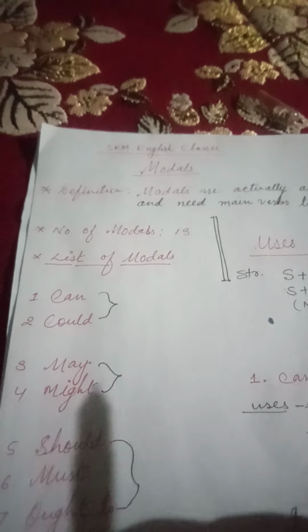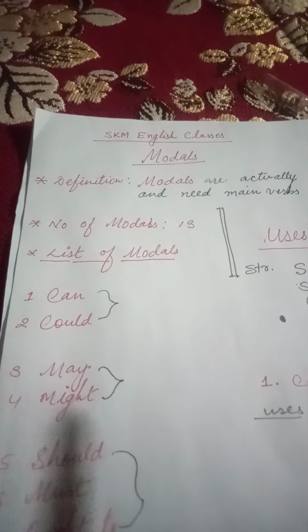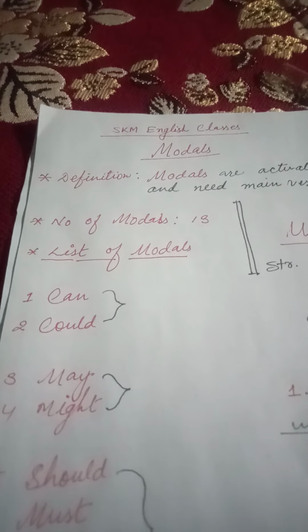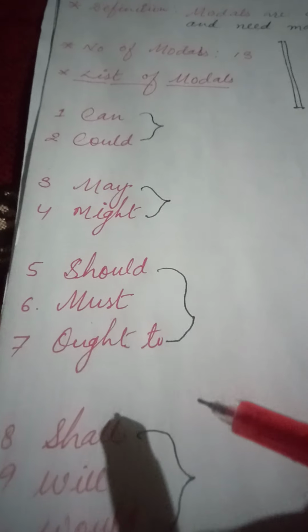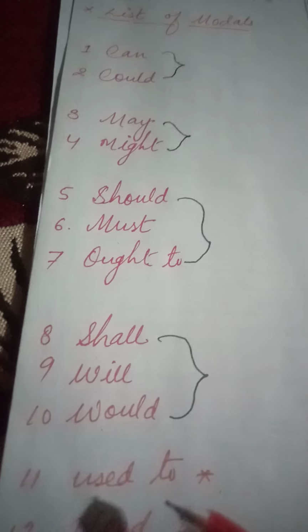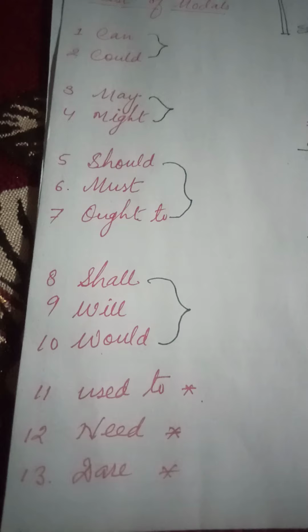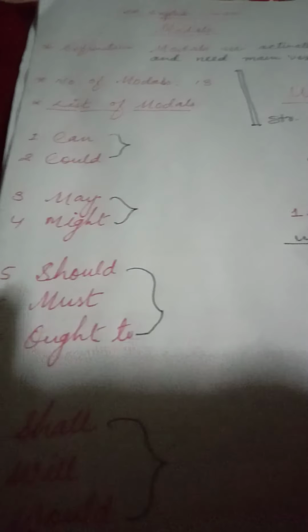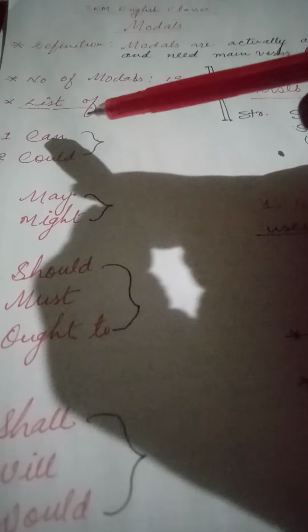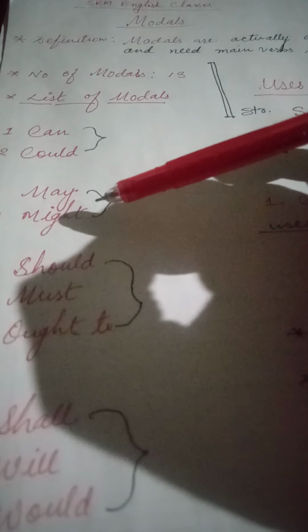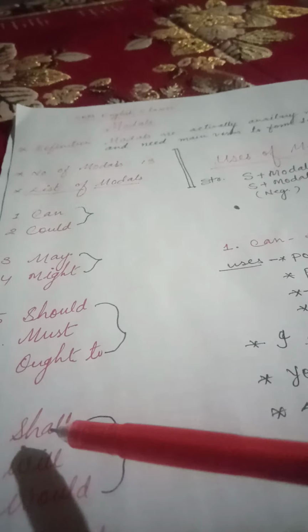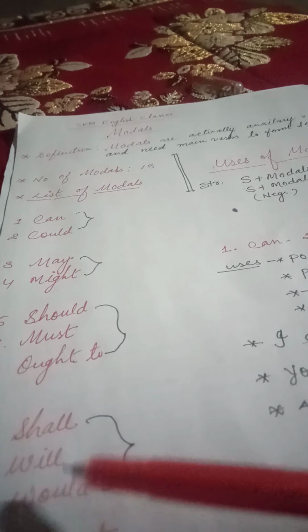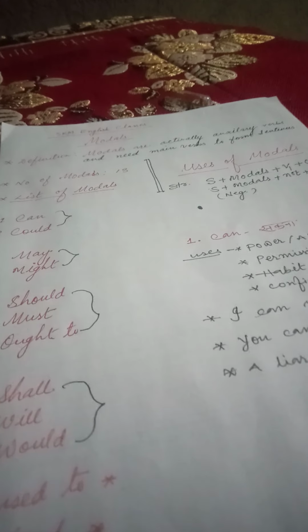When we talk about the number of modals, we find that there are 13 modals. They are can, could, may, might, should, must, ought to, shall, will, would, used to, need, and dare. Friends, I have grouped them like can and could, may and might, shall, must, ought to, shall, will, would, used to, need, and dare.